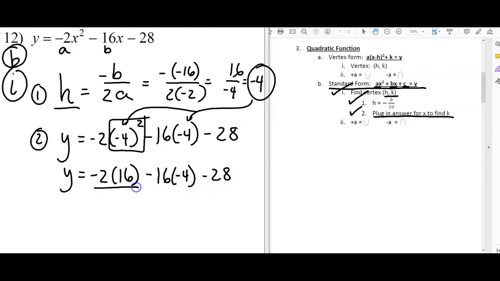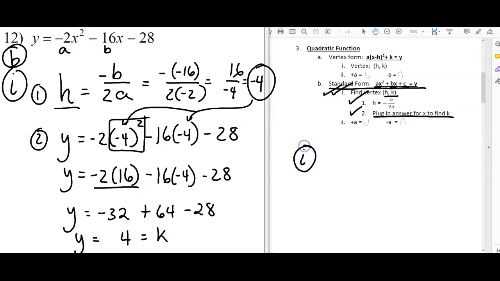After exponents, then you do multiplication. And then you're going to combine all your like terms together. So we end up with, I believe, 4. All right? And that's my k value. Okay? So we have accomplished step 1, which is to find the vertex. The x value was -4. The k value was +4.